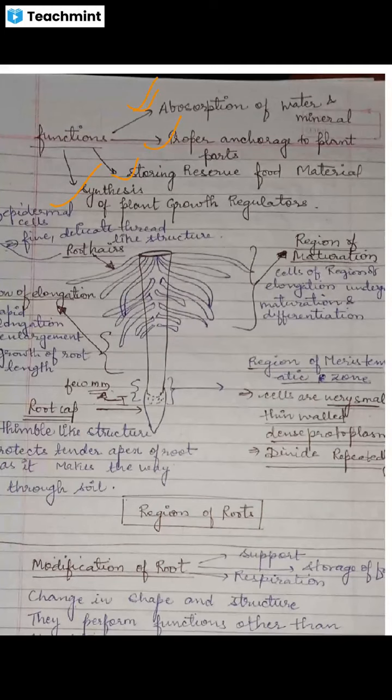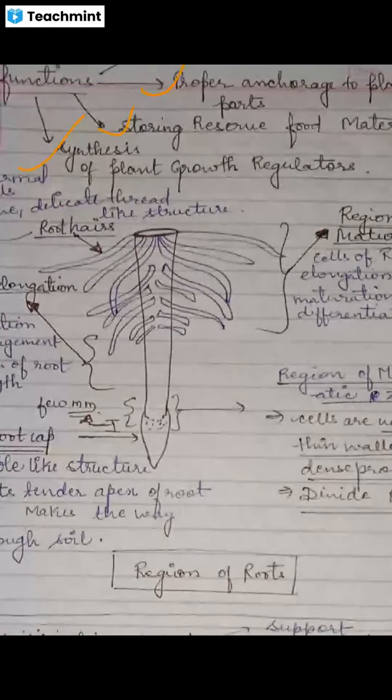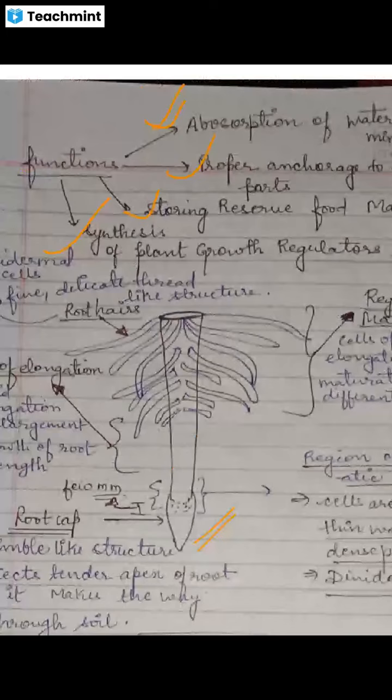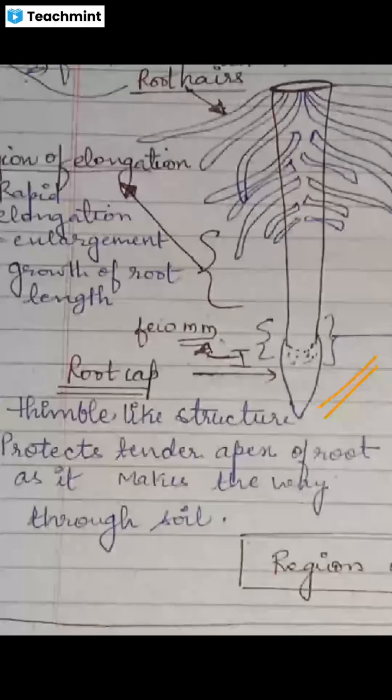Now the diagram of the root. So this is the diagram of the root. First, we will study the root cap. What is a root cap? It is a thimble-like structure that protects the tender apex of the root. When the root grows in size and makes its way through the soil, the root cap protects the apex of the root. Its function is protection.